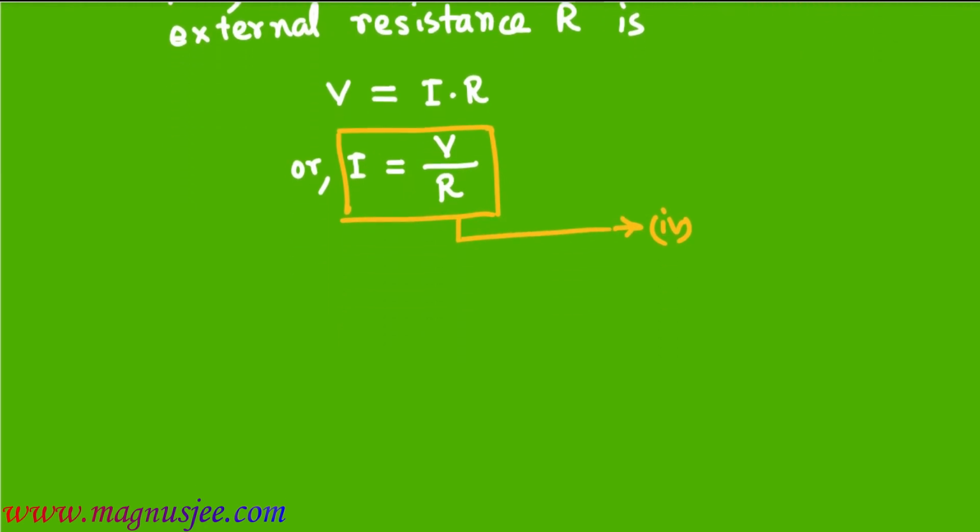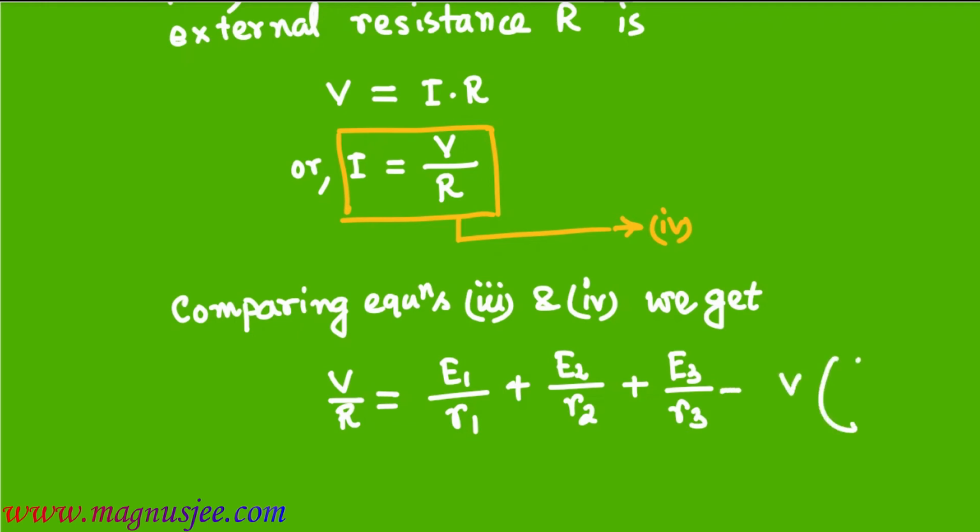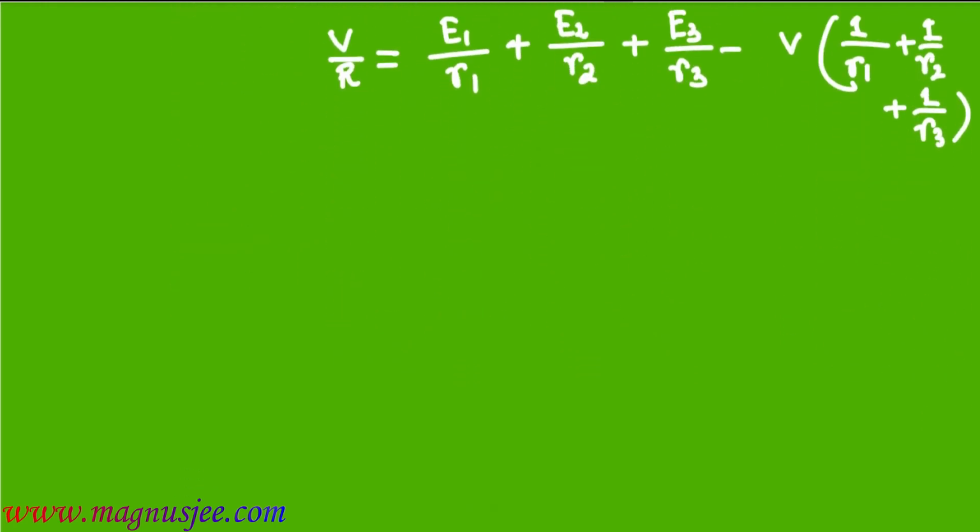Comparing equations 3 and 4, we get V by R equals E1 by R1 plus E2 by R2 plus E3 by R3 minus V, bracket open 1 by R1 plus 1 by R2 plus 1 by R3, bracket closed.